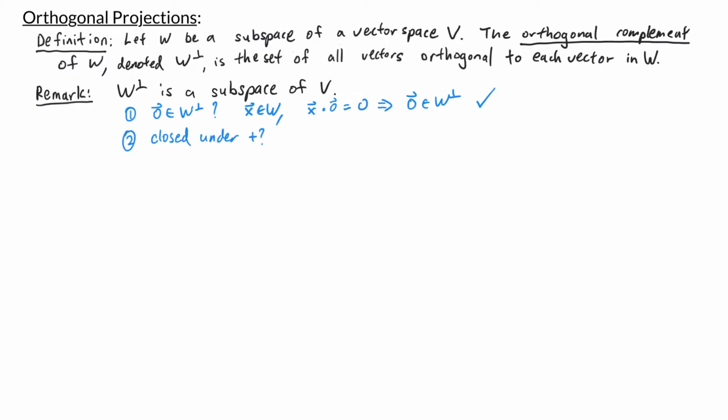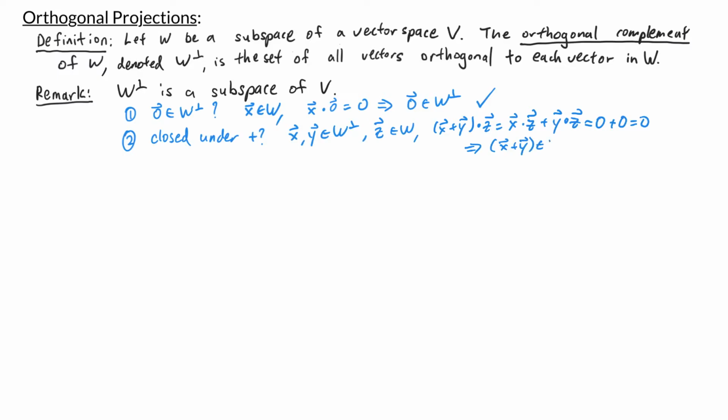Next, I want to check that W perp is closed under vector addition. If I have two vectors x and y both in W perp, let's see if their sum is in W perp. Let's take z to be any vector in W. If I do the dot product (x plus y) dot z, I get x dot z plus y dot z. Now since x is in W perp, x dot z is 0, and since y is in W perp, y dot z is 0. So the dot product (x plus y) dot z is 0. That tells me that x plus y is in W perp. So W perp is closed under vector addition.